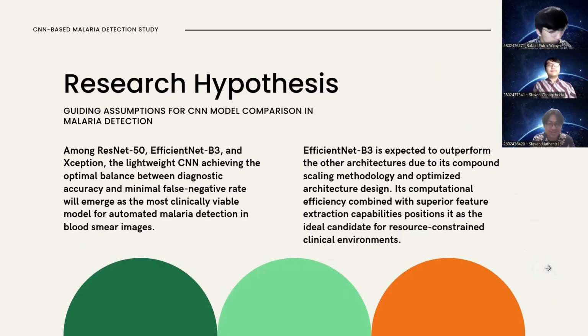Okay, thank you, Stephen Chang. Now we are going to see our research hypothesis. So our guiding hypothesis is this. Among the three architectures, the lightweight CNN that strikes the best balance between diagnostic accuracy and a minimal false negative rate will be the most clinically viable for automated malaria detection. More specifically, we expected EfficientNet B3 to come out on top. Its compound scaling method and optimized design give it strong feature extraction with excellent computational efficiency, which makes it especially promising for resource-constrained clinical settings.